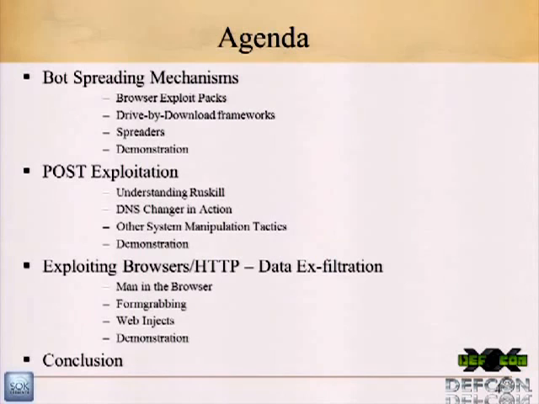Today's agenda: we are going to talk about bot spreading mechanisms. Things like spear phishing have existed for a long period of time, but at this point, what changes have come into the field of malware? We're going to talk about exploit packs, drive-by download frameworks, and spreaders, with some live videos. Then we'll talk about post-exploitation: once your system is infected, what kind of things a bot manipulates to subvert its integrity. Then we'll talk about data exfiltration strategies and the concept of third-generation botnets, and how various bots exploit the HTTP communication channel to exfiltrate data out of the system.